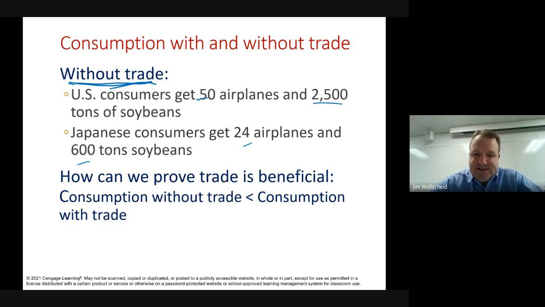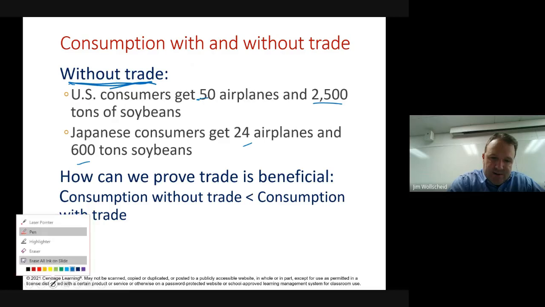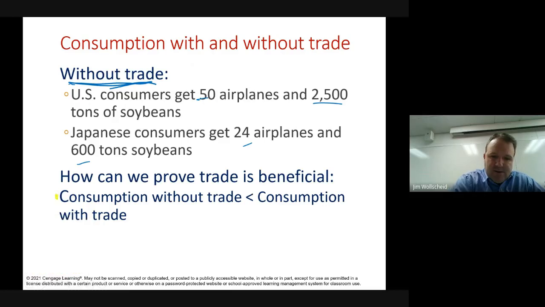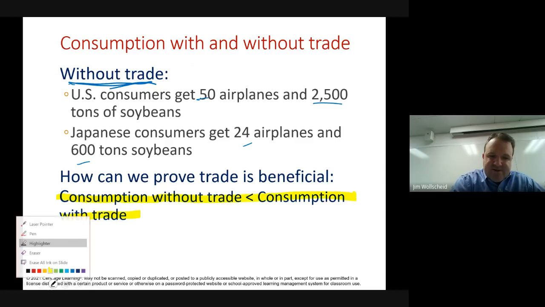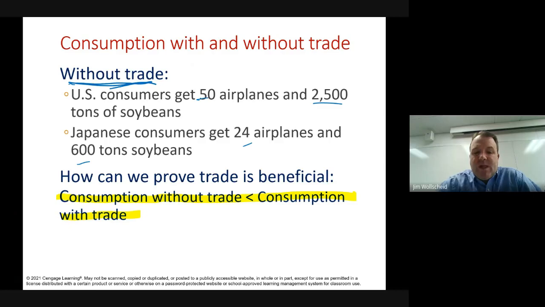So the question I usually ask students is, how do we prove trade to be beneficial? How do we show that trade is helpful? How can we show that we benefit from trade? So the way we show that we benefit from trade is we have to prove this statement: that consumption without trade is less than consumption with trade. So if we can consume more after we trade than we could before, that means we're better off.